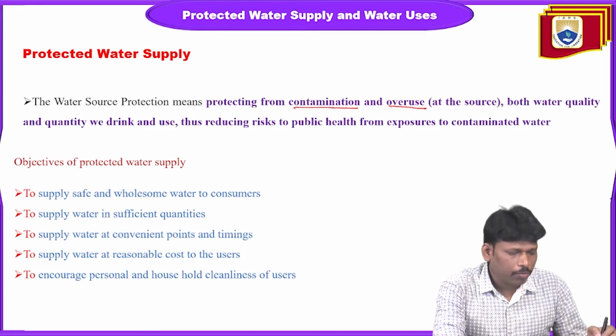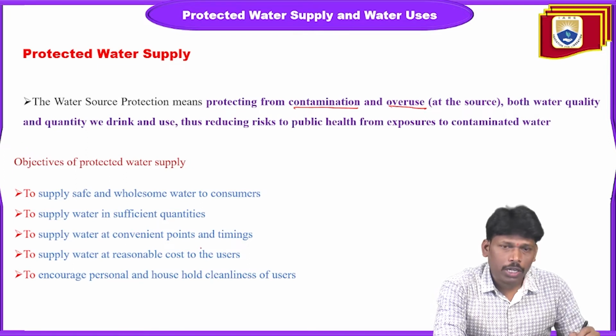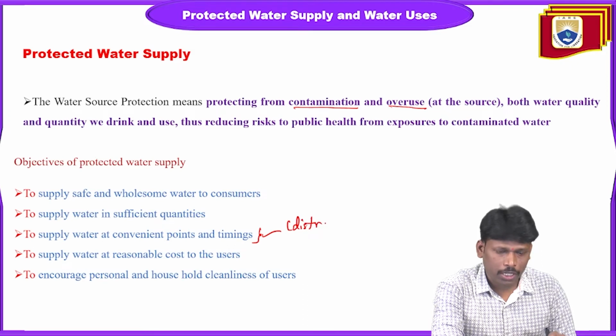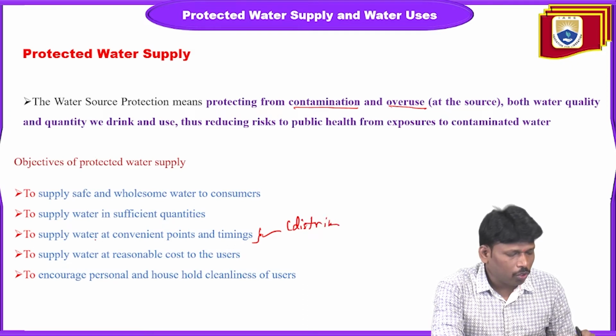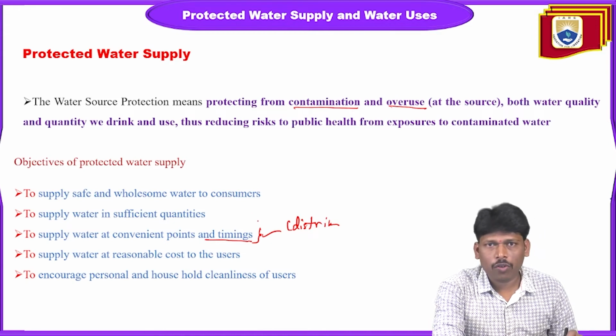At the same time, another objective of protected water supply is to supply water at a convenient time and at convenient points. This comes under the distribution point of view, which we will discuss in the coming modules. This is very important because if water is not supplied at a convenient time, the usage may be more compared to our expectations.